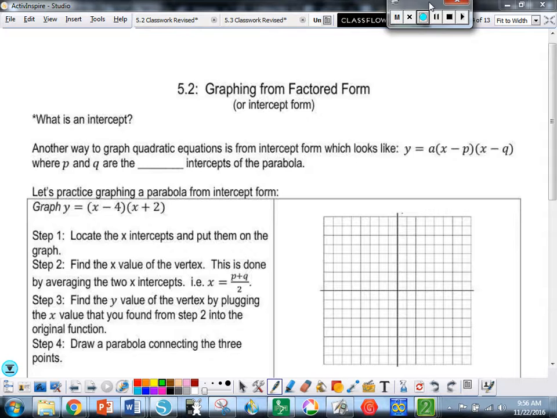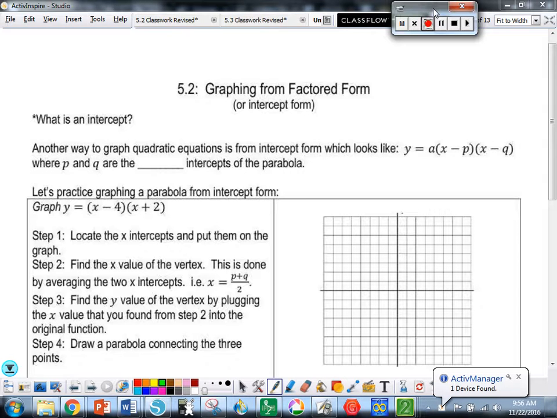So we already answered. I don't even know if I'm set up to use this board. Welcome if you're just joining us watching. All right, so we've already answered part of these questions, but for my online friends, what's an intercept again?